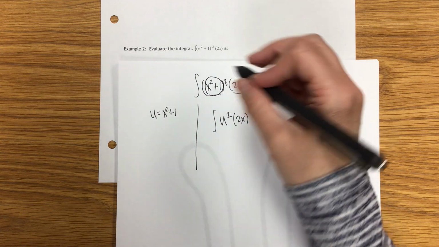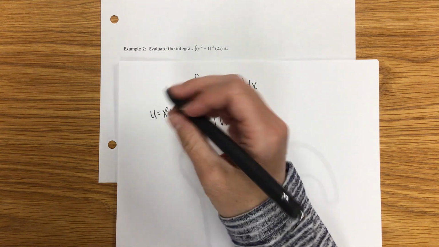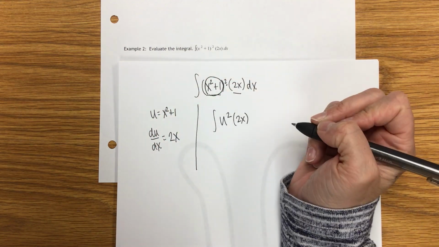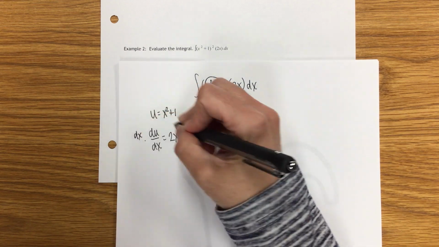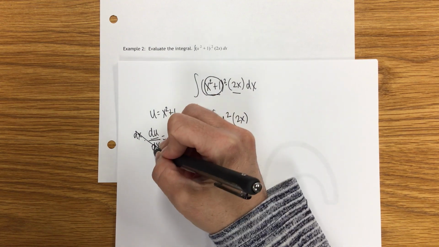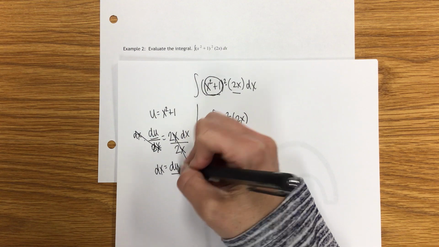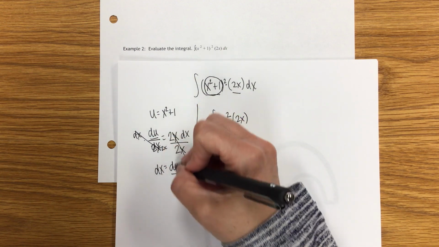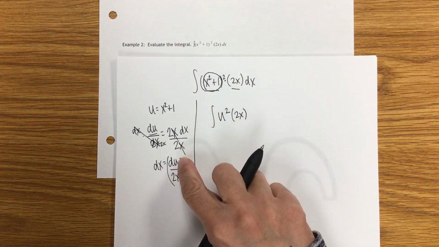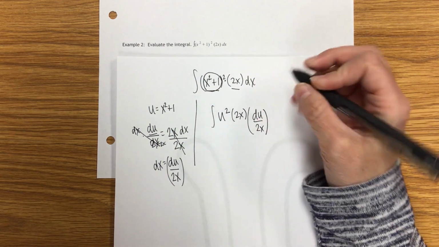I'm going to go over here and I'm going to do the derivative and figure out what dx equals. So the derivative of u is du over dx equals 2x. Multiply both sides by dx, and then divide both sides by 2x. So dx equals du divided by 2x. So I ended up with dx equaling du over 2x. So that was my first step.